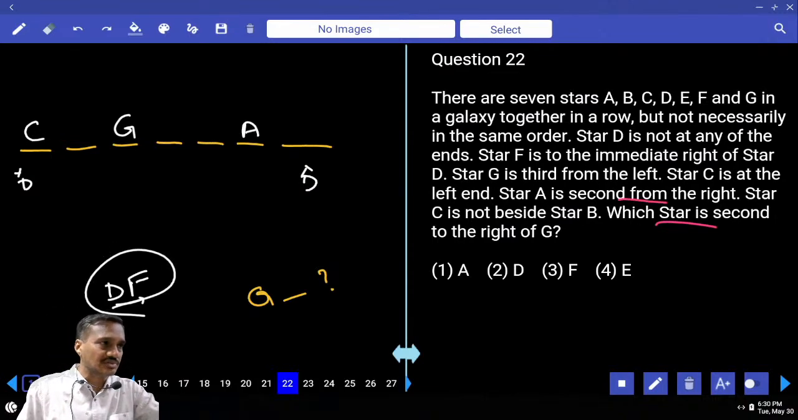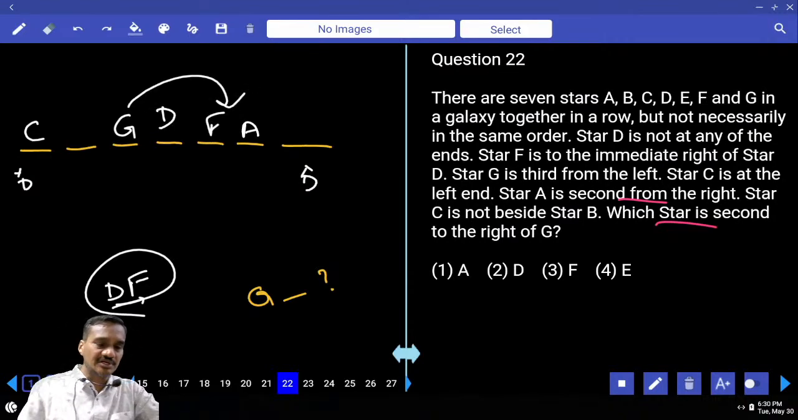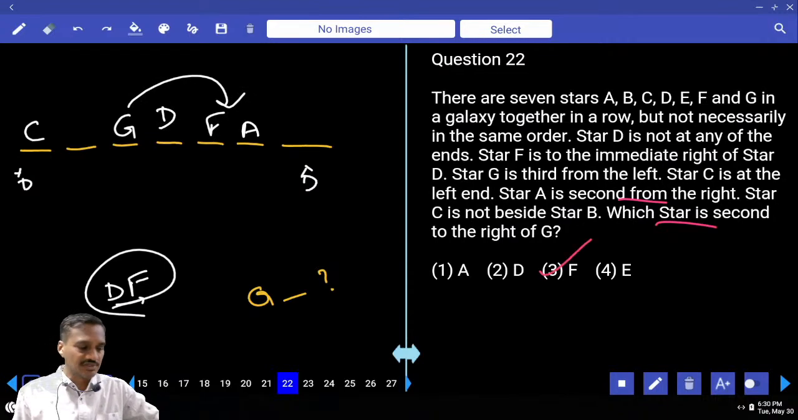D and F must be together. As D and F must be together, D is here, F is here. Then which is second to the right of G? F. That is given in choice 3, question number 22.